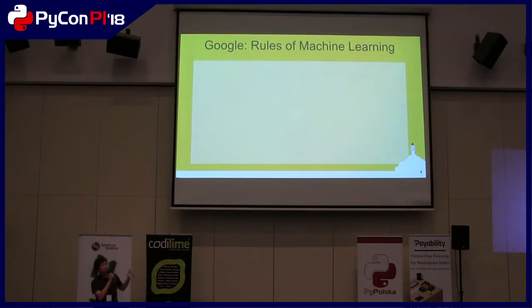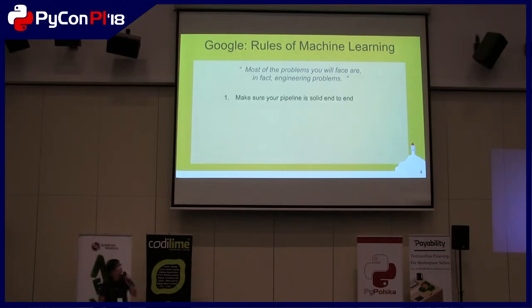Does anyone know about Google's rules of machine learning? Wow, good. That's a good article from Google. Google teaches us how to build a machine learning system. They say most of the problems you face in machine learning are not mathematical problems, they're engineering problems. So they provide 4 principles. The first one is make sure your pipeline is solid and end-to-end. That means from your data source to your model, each stage should be solid. Your system cannot crash even if some of the models are down. So this is important, it is the first one.